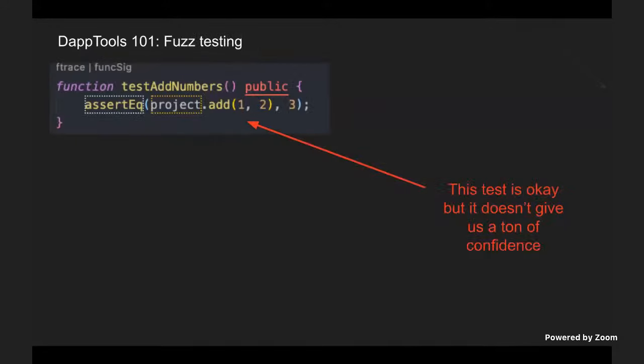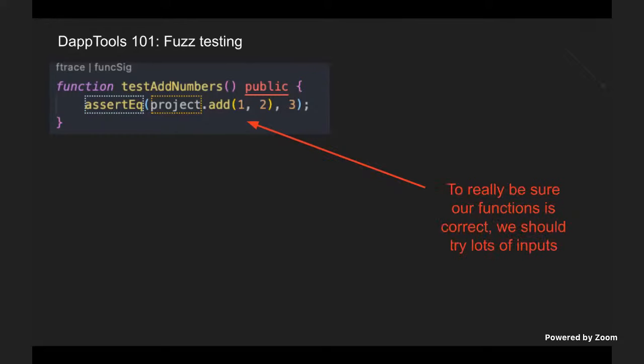All right, so here's the problem with these concrete tests that you're used to in Hardhat. And you just saw, okay, this is pretty cool in Dapptools, I can write it in a similar way. But here's where Dapptools really takes it to the next level. This test doesn't give us a ton of confidence our add function is correct. What if the add function just always returns 3? Our assertion wouldn't catch that bug in the code.